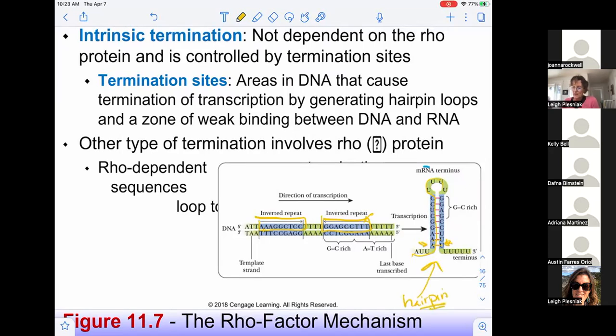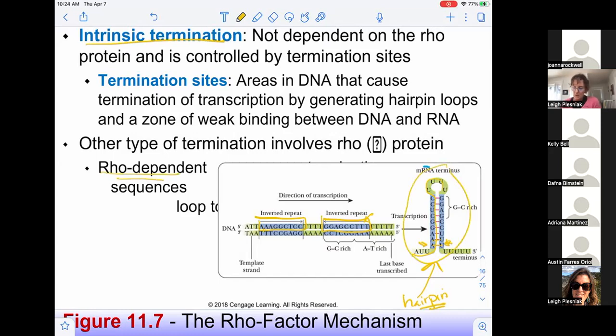And certain hairpins decrease the stability of the RNA polymerase being bound to the double-stranded DNA, and then you get the end of transcription. So there's intrinsic termination, and that is based on this hairpin formation.